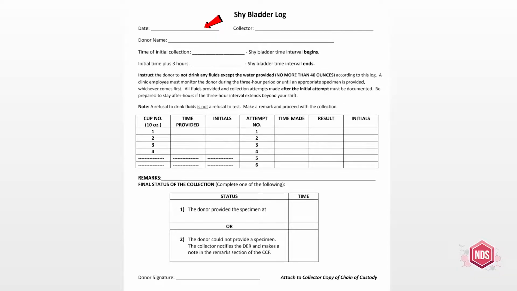So I start my form. I put today's date, I put my name as the collector, I put Tom's name as the donor, and the time of the initial collection, 9 a.m. We may go till 12 o'clock, so I put that down. Time plus 3 hours. A lot of collectors struggle with that. Just write down the time plus 3 hours. So now we know what time it ends unless we get that full specimen.